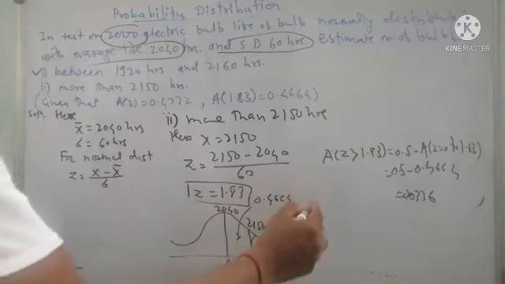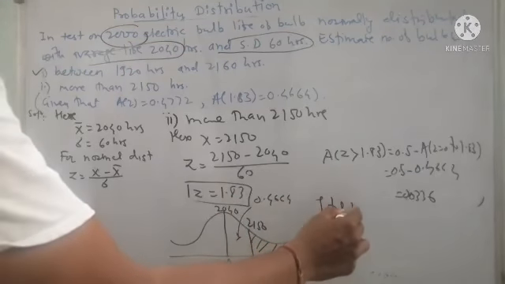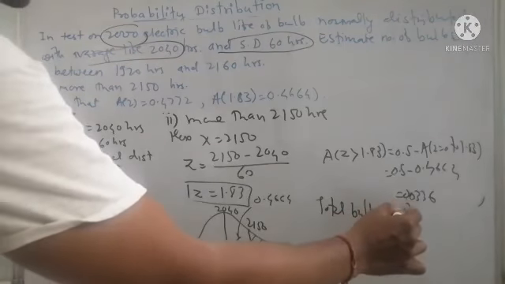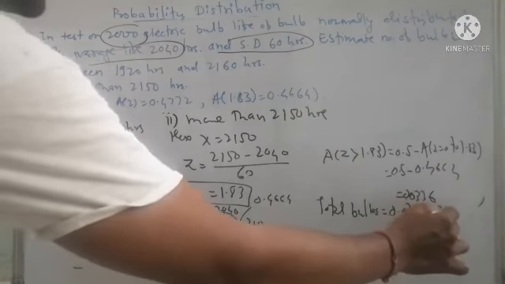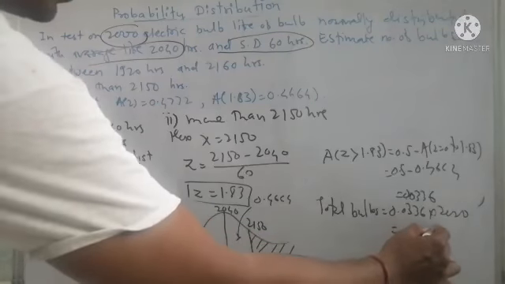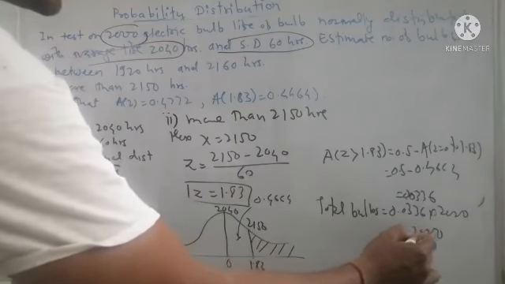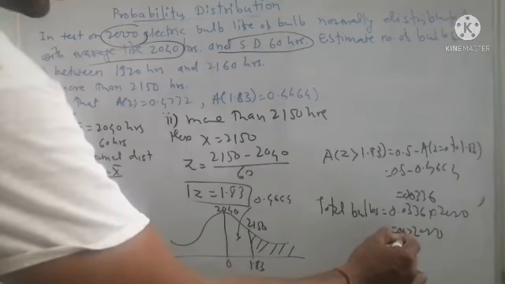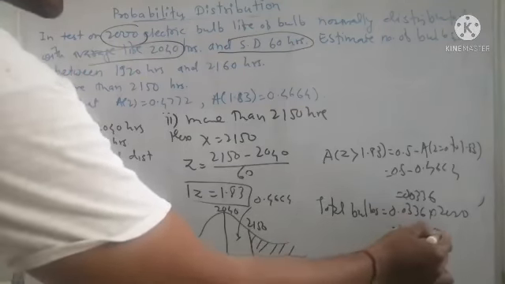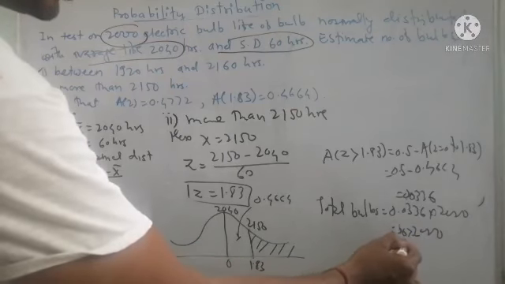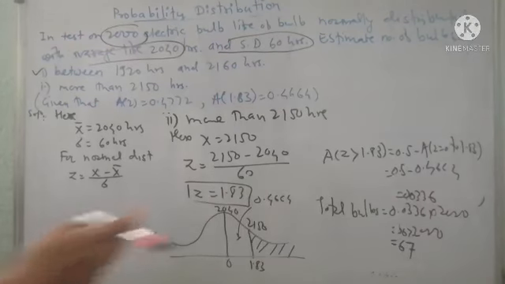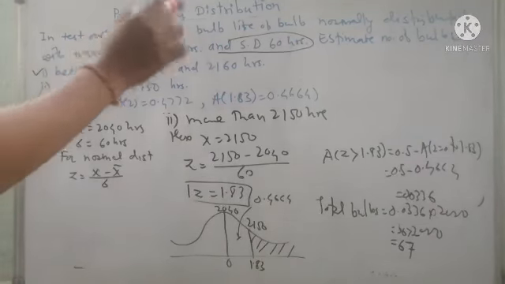which is 0.0336. Now, as this is a distribution of 2000 bulbs, we multiply this area by 2000 to get the answer. By multiplying, we get 67.2, or 67. That means 67 bulbs have a life more than 2150 hours out of these 2000 electric bulbs.